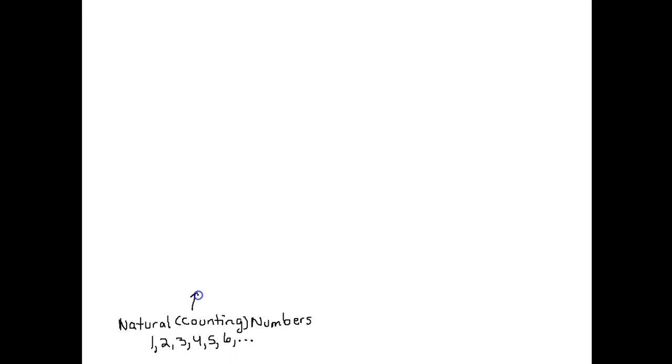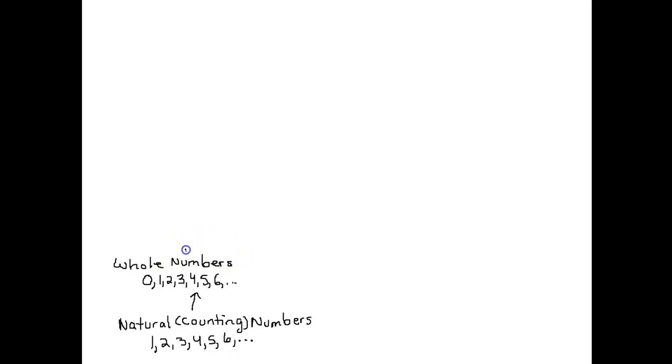But then as you get a little older, you start thinking about the concept of zero because you realize, if you have four blocks and somebody comes and takes all of them from you, now you have zero blocks. So then you've got a handle on the whole numbers. Whole numbers are the natural numbers plus zero.